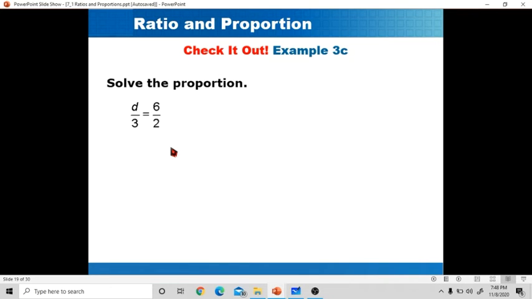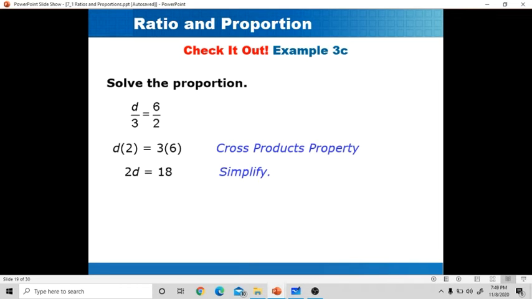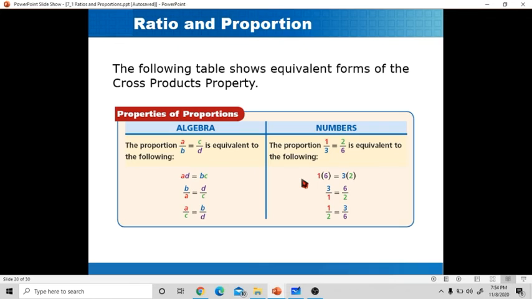Okay, next, d over 3 equals 6 over 2. Apply the cross products property to find the value of d. It will be d times 2 equals 3 times 6. d times 2 is equal to 2d. 3 times 6 is equal to 18. So, naging 2d equals 18. Divide both sides by 2. It will be d equals 9.